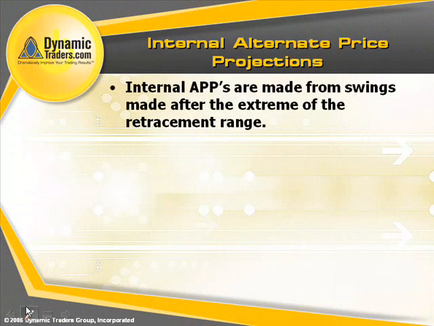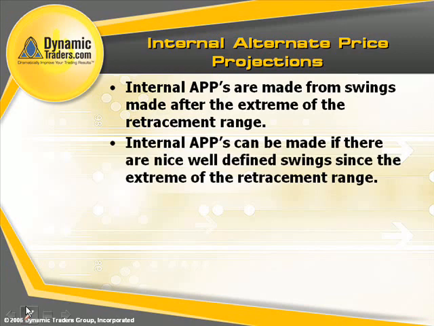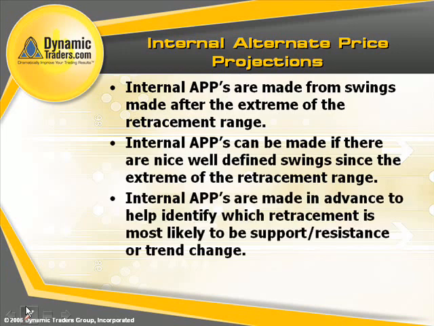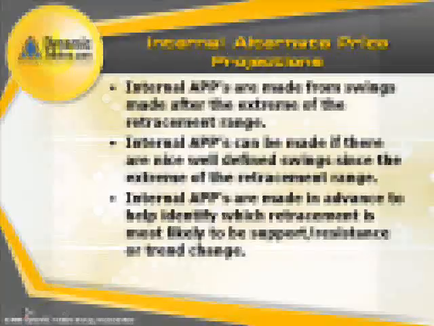So to get started, internal APPs are made from swings made after the extreme of the retracement range. They can be made if there are nice, well-defined swings since the extreme of the last retracement range. And they're made in advance to help identify which retracement is most likely to be support, resistance, or trend change.